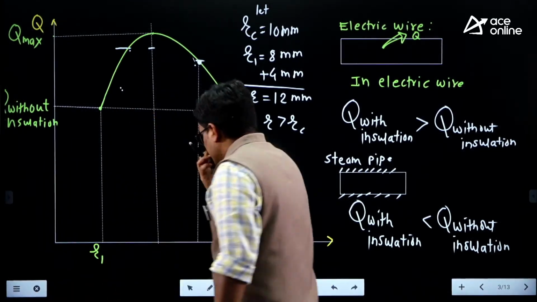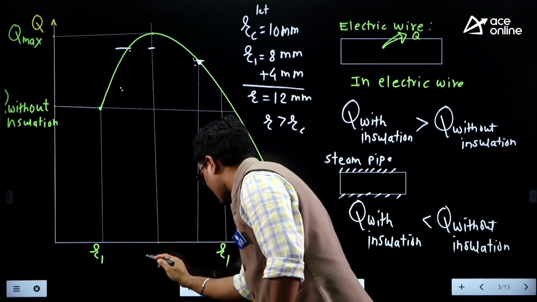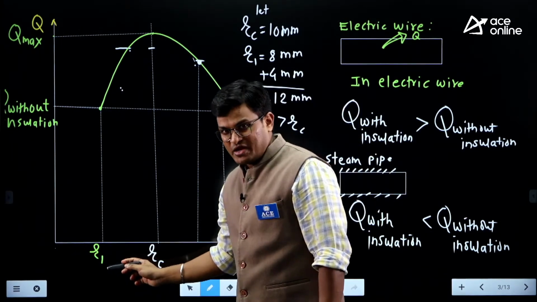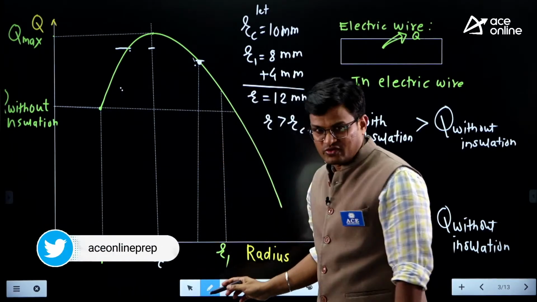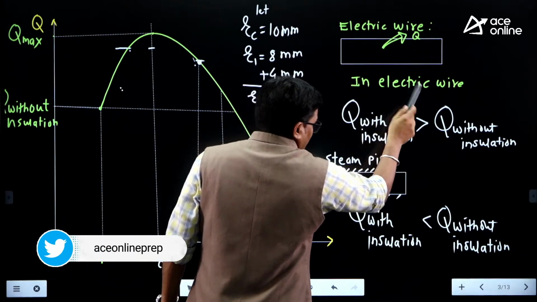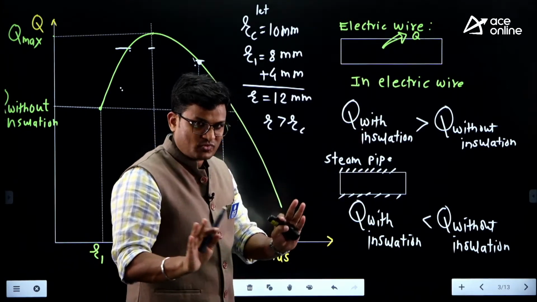Now listen. This is RC, whether you manufacture less than R1 or greater than R1. Ultimately, it depends on whether you are dealing with an electric wire or a steam pipe. If this condition is satisfied, that's enough.